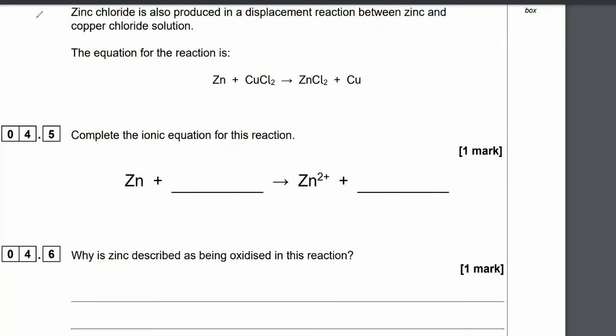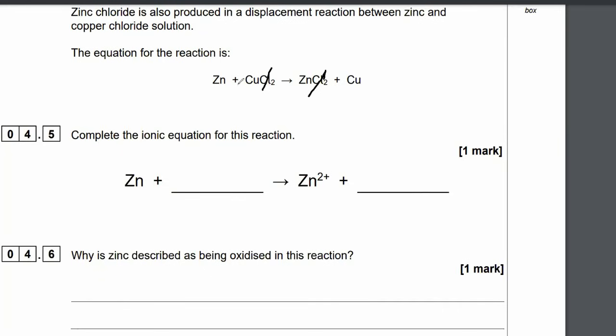Okay. Zinc chloride is also produced in a displacement reaction between zinc and copper chloride solution. The reaction equation is like this. Complete the ionic equation for this reaction. This is not an electrolysis half equation. This is an ionic equation. With ionic equations, we only want to include things that either change their physical state or change their charge. And so what we're going to do here, the chlorine is -1 here and -1 here. So you just get rid of the chlorine.